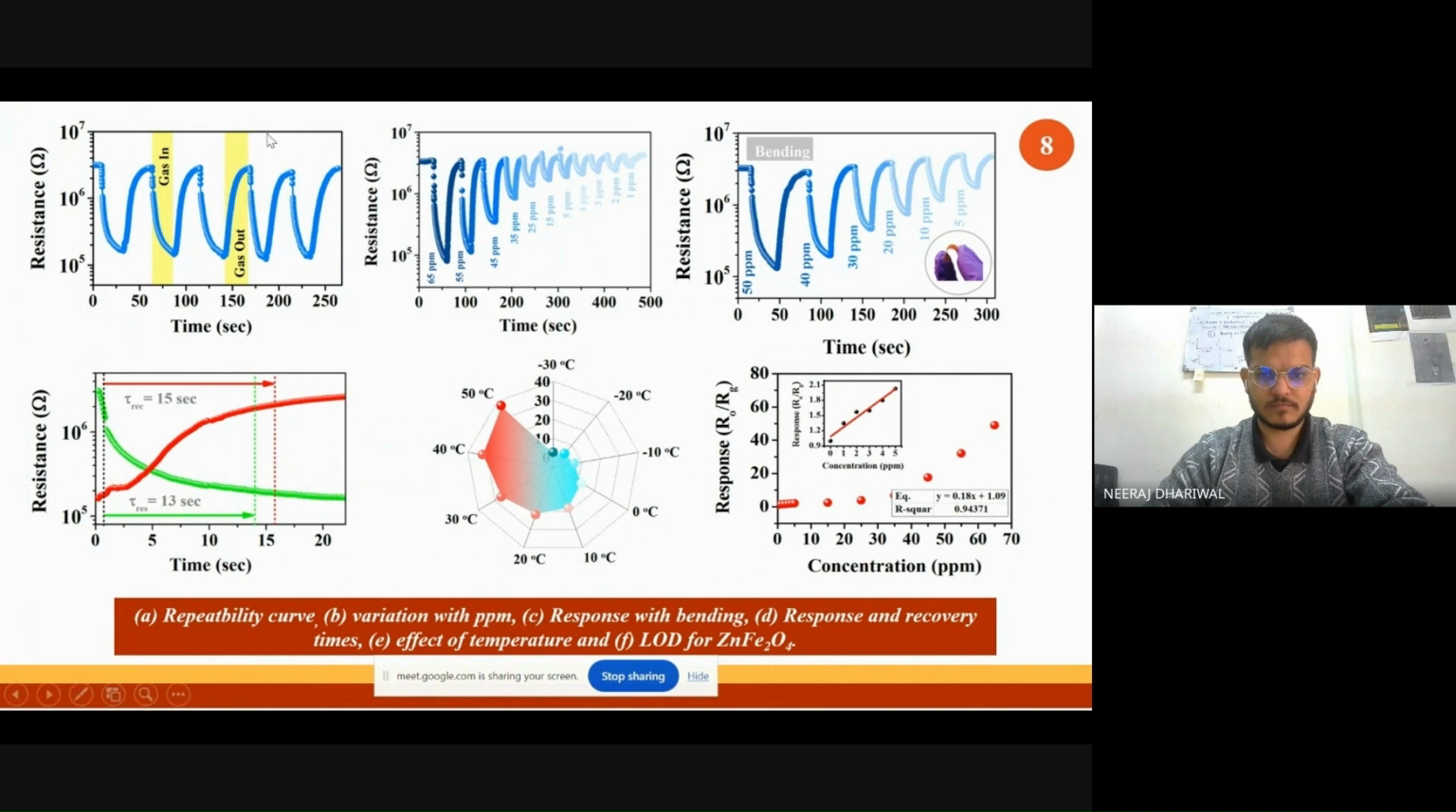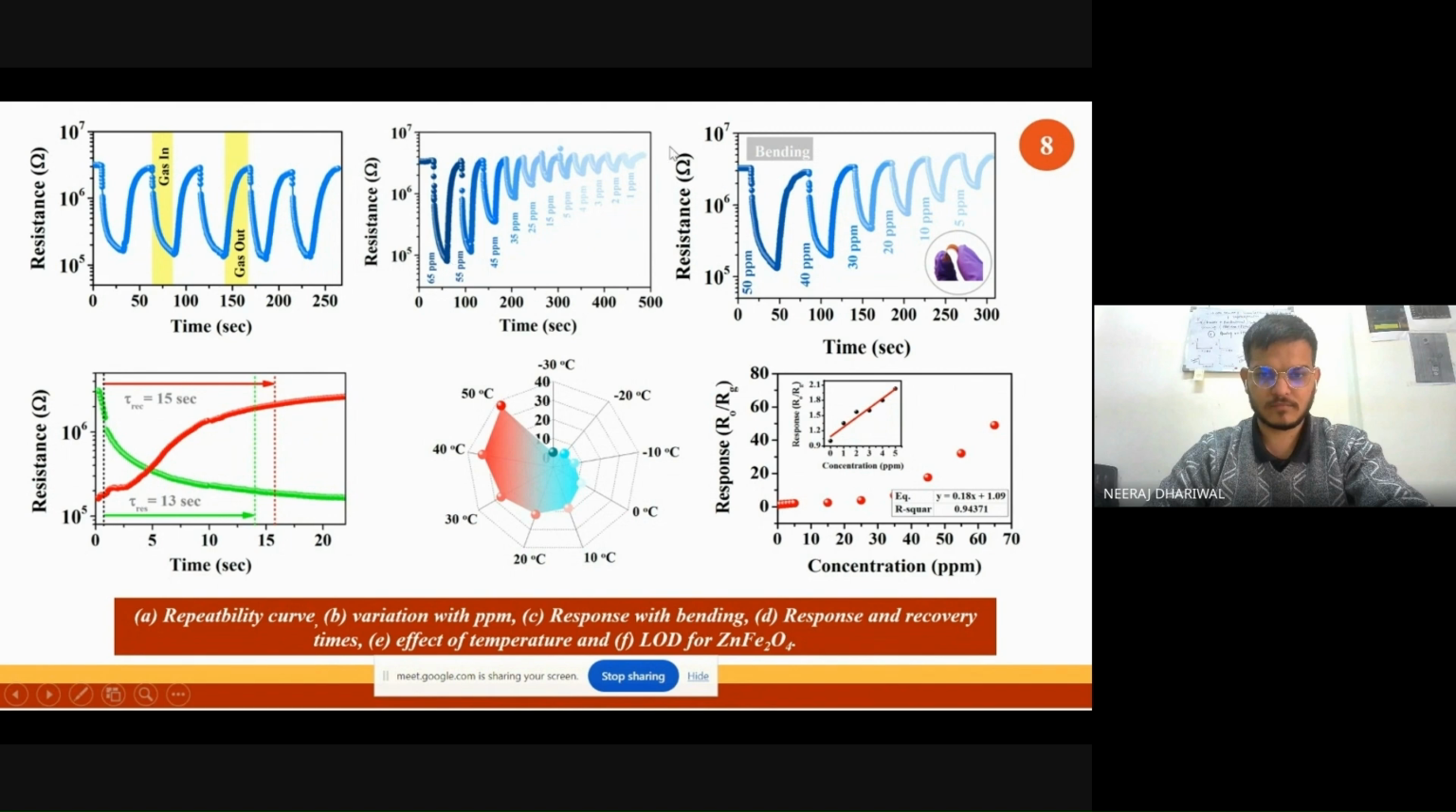This is another result we got. The first one, part A, shows the repeatability curve. The resistance of the sensor was around 2 x 10^6 ohm, that is, 2 megaohm nearly. When we insert it into the ethanol atmosphere, it suddenly shows a dip in the resistance, which shows the response in the presence of ethanol. And when the gas is evacuated using the pump, it again regains the same resistance of nearly 2 megaohm.